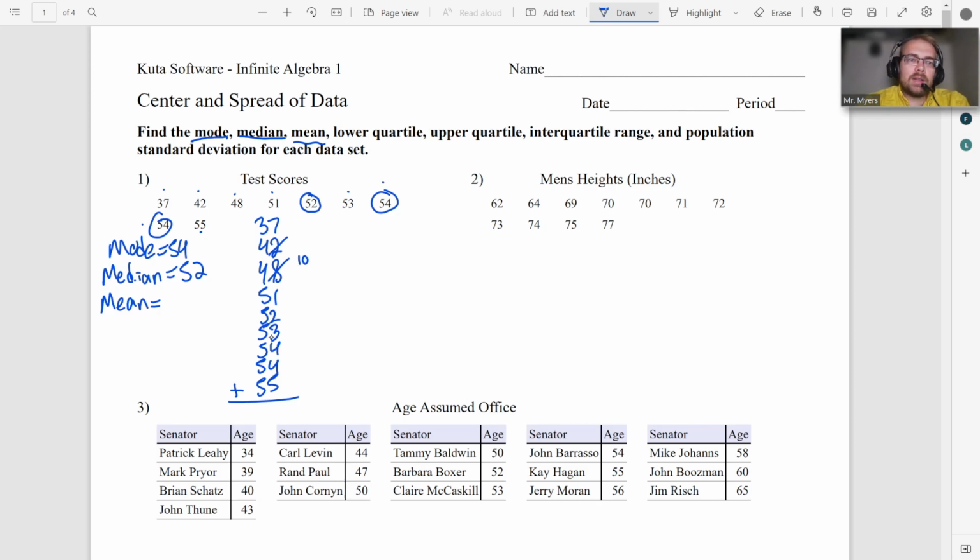And then 7 and 3, that makes 10. And then we have 5, 4, 1, that makes a 10. And then what's left over? Because I think we don't have that much left over. I think the only thing left over is a 2 and a 4. 2 and 4 makes 6.